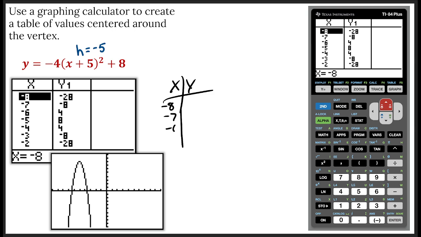-8, -7, -6. Even got a few extra ones. -5, -4, -3, -2. 28 doesn't actually fit on the graph, but you could always write it down just for good measure.